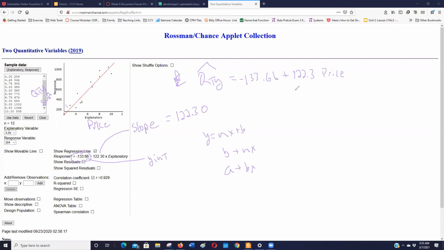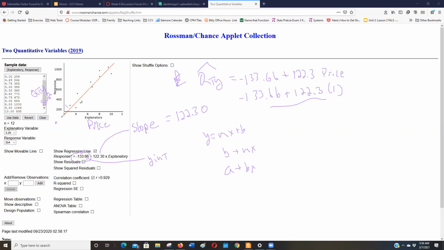And if the price is $1, that's going to be 122.3 times 1 plus negative 133.66. Do you see that's going to be a negative value? And we can kind of see this in the way this graph is drawn. I can see that the x-axis starts at 2. So really what we're not seeing is that y-intercept of negative 133.6.